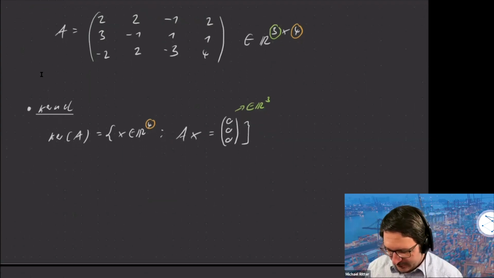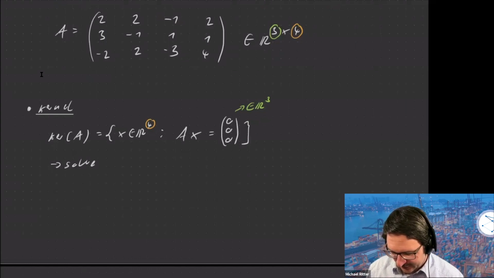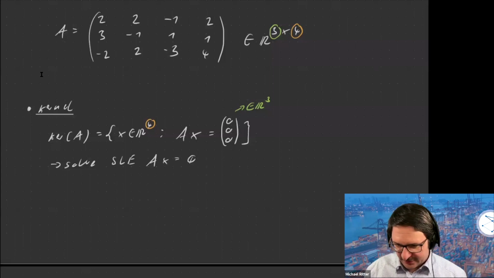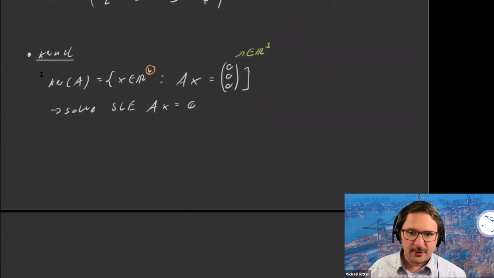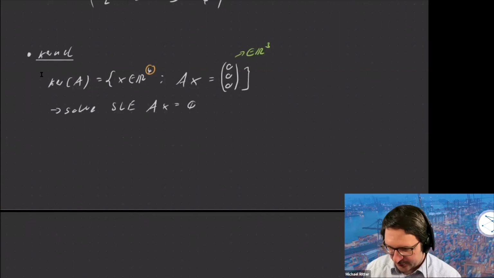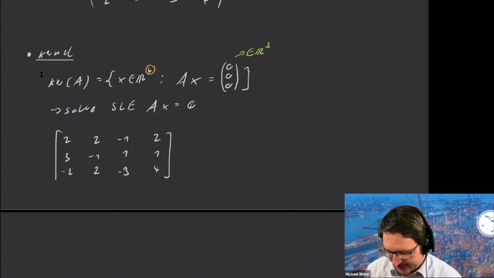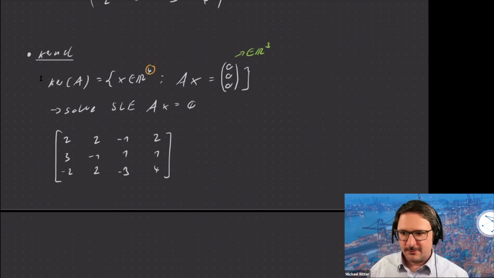So what we have to do to compute the kernel is we need to solve the system of linear equations A x equals the 0 vector. So let's do this. As usual, we'll use Gaussian elimination. So let's write down the matrix once again. 2, 3, minus 2, 2, minus 1, 2, minus 1, 1, minus 3, 2, 1, 4. And the right-hand side is all zeros. I'm not going to write that down because it will not change during Gaussian elimination anyway.